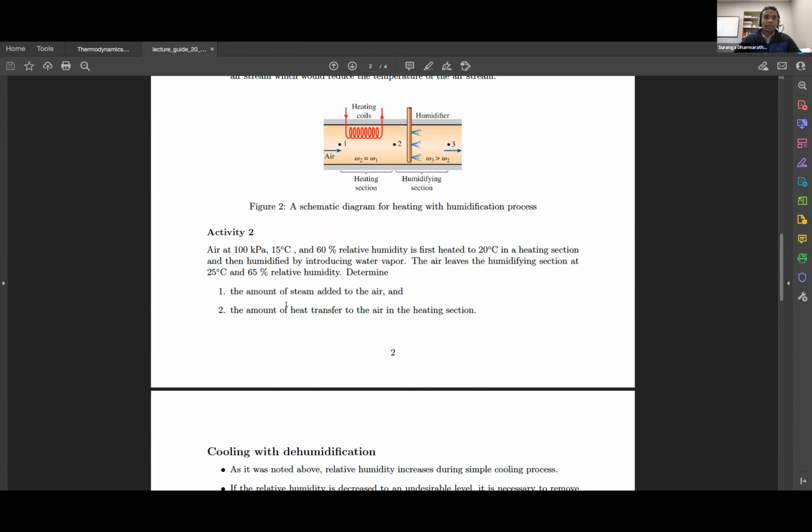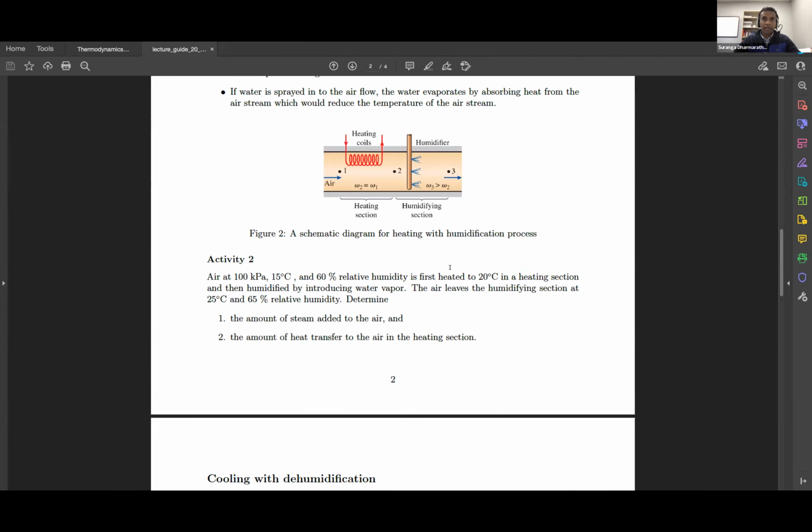Air at 100 kPa and 15 degrees Celsius and 60% relative humidity is first heated to 20 degrees Celsius in a heating section and then humidified by introducing water vapor. The air leaves the humidifying section at 25 degrees Celsius and 65% relative humidity. Determine the amount of steam added to air and the amount of heat transferred to the air in the heating section.